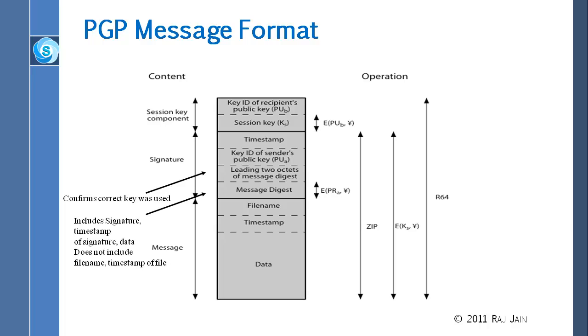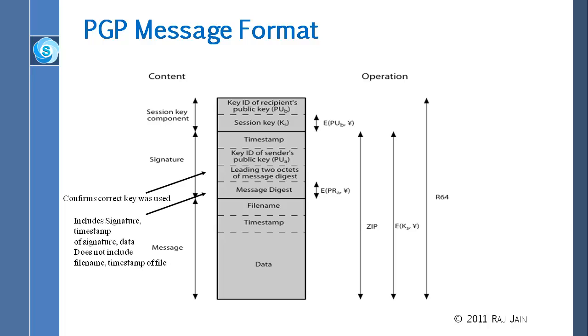So the message digest is encrypted. This notation here, E, means encrypted. This is encrypted, but this is clear. So you get the message digest, and you take the first two bytes, you put that in clear. The rest of it, actually the whole thing, you send encrypted.